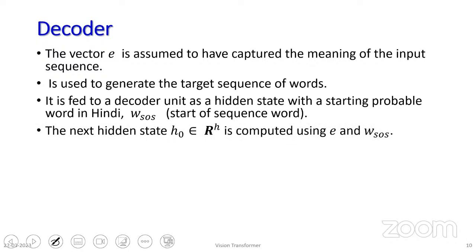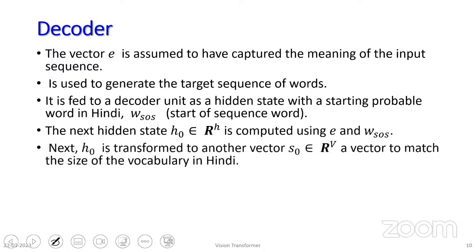The next hidden state H0, I seek your attention, please. The next hidden state H0 belonging to R^H. Now, Hindi will have a different vocabulary size. So H0 belonging to R^H is computed using E and WSOS. So the next hidden state will be found. Next, H0 is transformed to another vector, S0, belonging to R^V, a vector to match the size of the vocabulary in Hindi.